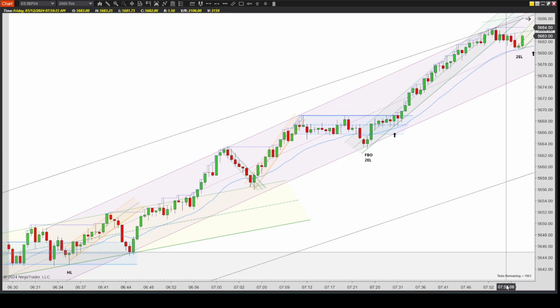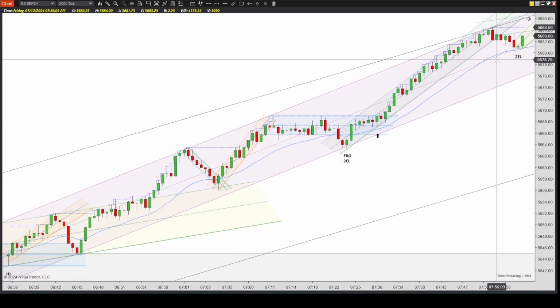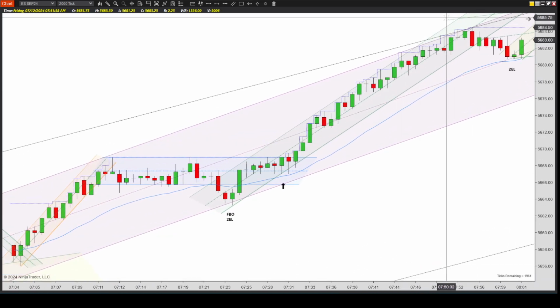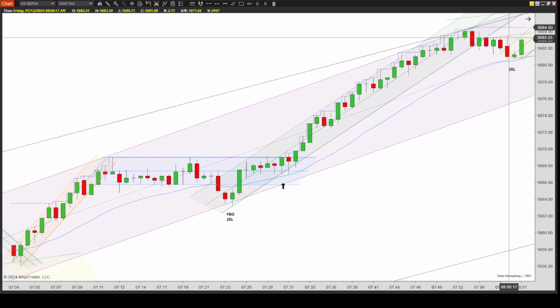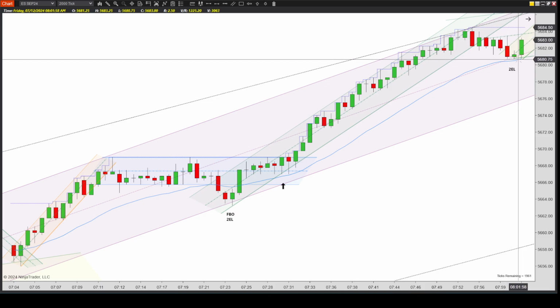I do see a second entry long here. I see a new high. Go ahead and zoom in. It's a first entry long just right here. Pullback, second entry long. I thought this is a possible trade.